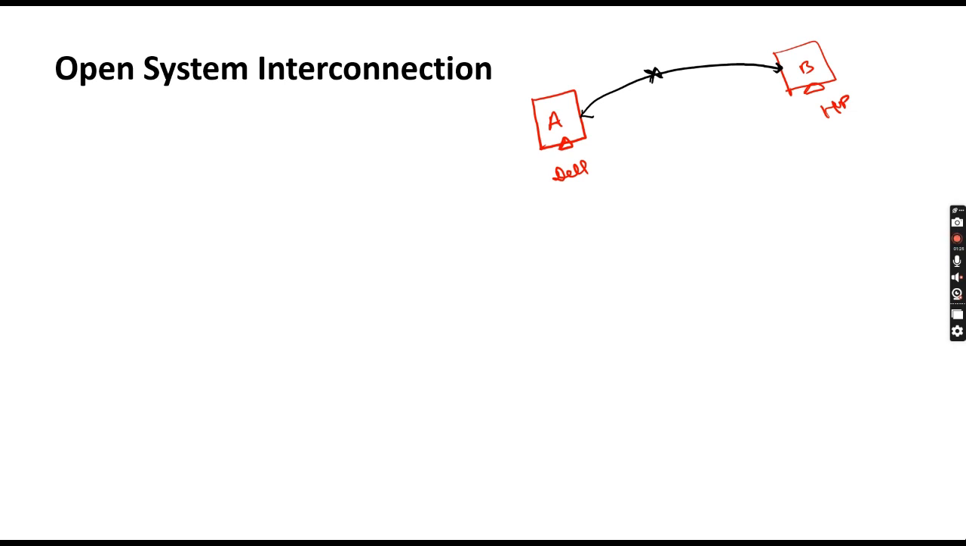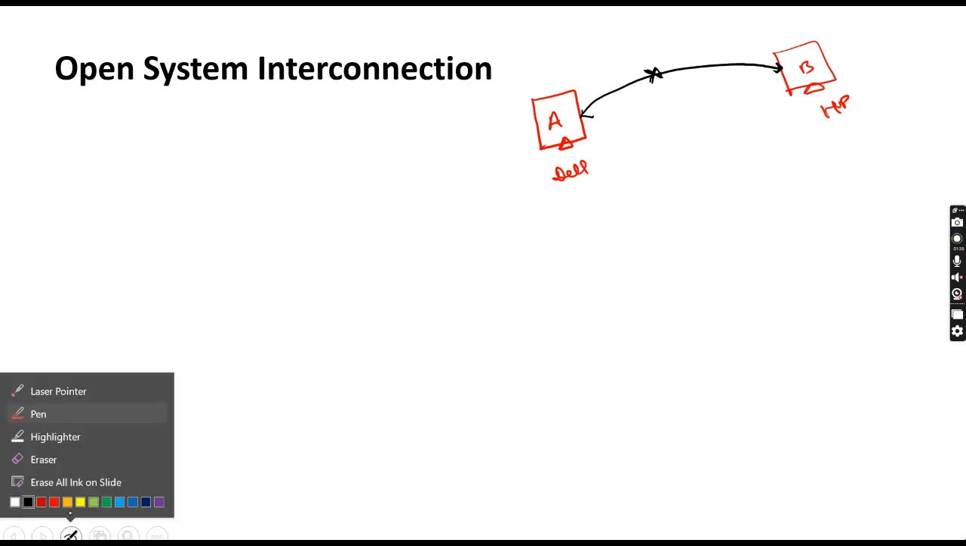So what does OSI do? OSI allows communication between two different vendors' devices. For sure there are different points to remember in this, but the major reason OSI was created is to allow different vendors' devices to communicate with each other. That is why OSI is needed.